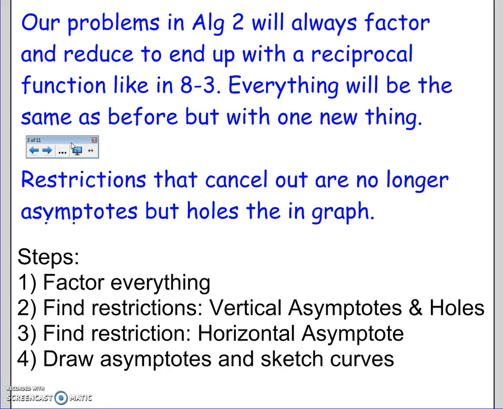First is factor everything, so we're going back to factoring. Second is find the restrictions that are vertical asymptotes and holes. Third, we find the horizontal restrictions. Remember, that's k. And then 4 is draw the asymptotes and sketch the curves.